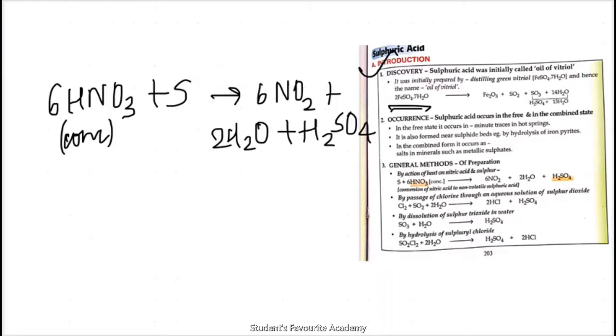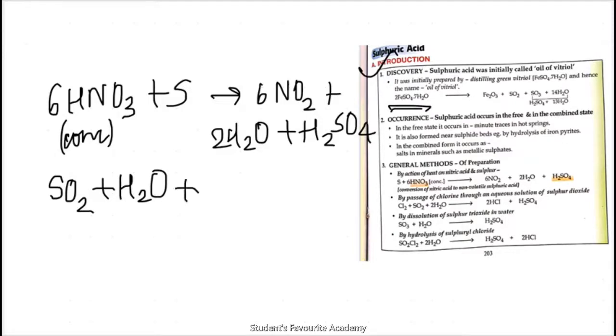The second way is by passage of chlorine through an aqueous solution of sulfur dioxide. What is an aqueous solution, children? Suppose I have sulfur dioxide, and when we say aqueous, I am adding water to it. And what does passing mean? We are reacting. Since Cl2 is a gas, you cannot just mix it like liquids.